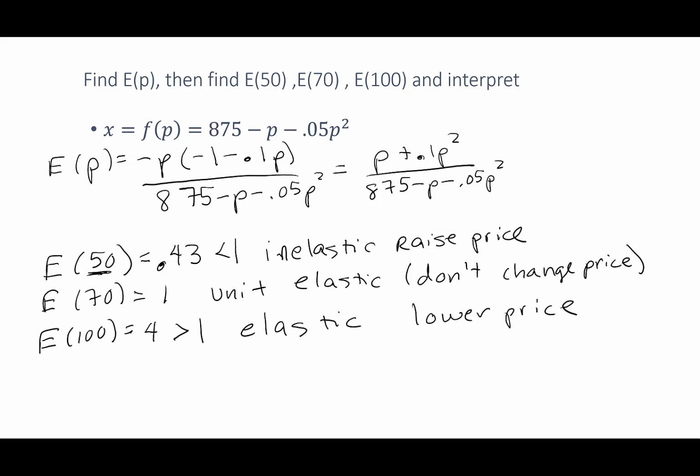So at 50, the price was too low. We wanted to increase it. We increased it to 70, which turned out to be perfect. When you get unit elastic, that means it maximizes the revenue. Kind of shows that 100, if you got a little greedy and made it higher, that's too high, and you're going to have to bring the price back down to maximize your revenue.